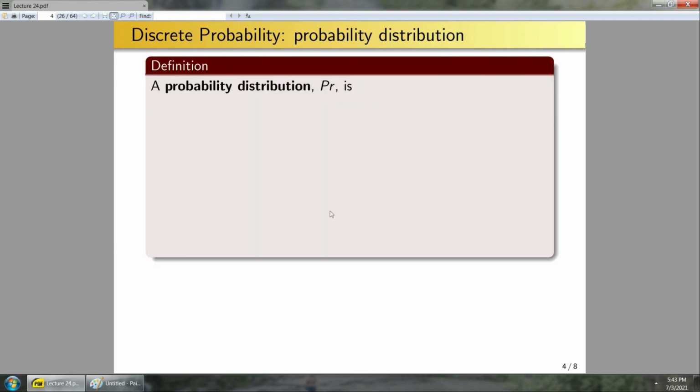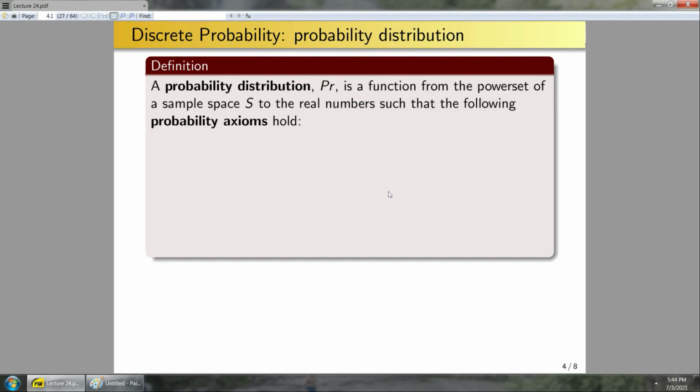Okay, so in discrete probability, we have things called probability distributions. A probability distribution, PR, is going to be a function from the power set of the sample space S to the real numbers such that the following axioms hold. Explicitly, as a function, PR is going to take something from the power set of S and map it to some real number. It turns out that the real numbers that it's going to map to are the numbers between 0 and 1 inclusive, but we don't formally need that in the definition here. Okay, so what are the axioms that we want to hold for that function to be a probability distribution?